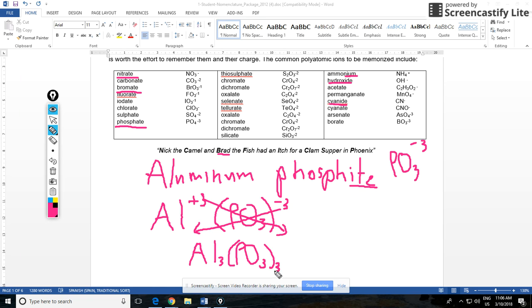Notice because you have the 3 subscript here, since they're multiples of each other, you can reduce by dividing by 3, but don't divide anything on the inside of the bracket by 3, because then you'll be changing a polyatomic ion altogether. So you need to make sure that you're only dividing what's outside of the bracket. And that's going to give us Al PO3. Because I'll end up with a 1 outside the bracket of the polyatomic ion, I don't have to put a bracket there. So I have 1 aluminum ion and 1 phosphite ion.